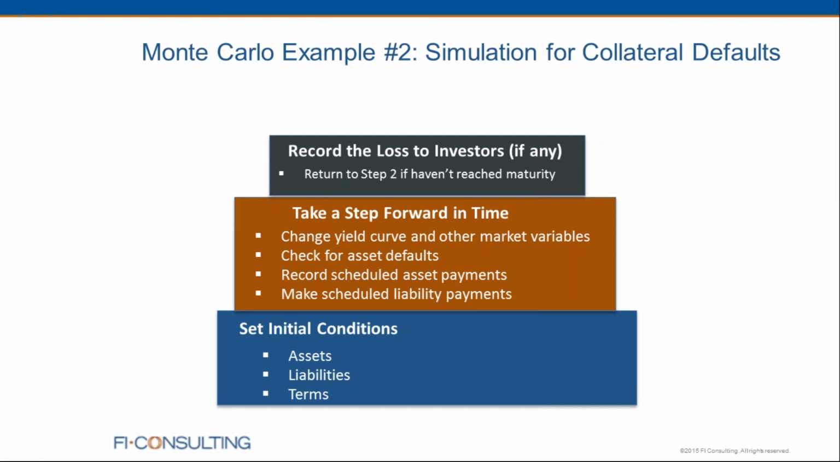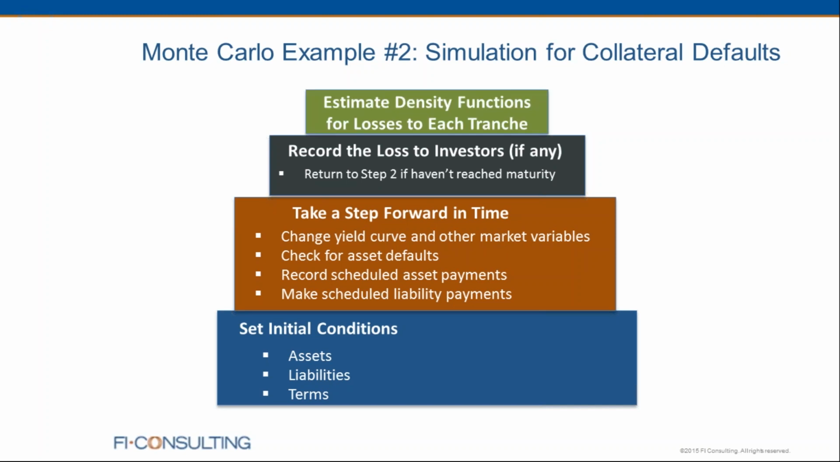You might have 10,000 Monte Carlo trials or 100,000 Monte Carlo trials, which means you just do that same thing 10,000 or 100,000 times. And at the end, once you've done this for your specified number of trials, you estimate what I call the density functions for losses to each tranche, which is a fancy way of saying you essentially add up all the scenarios that cause losses, and that's your probability of losses for that tranche.